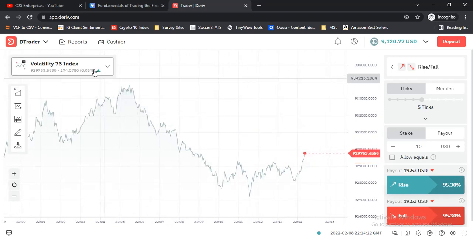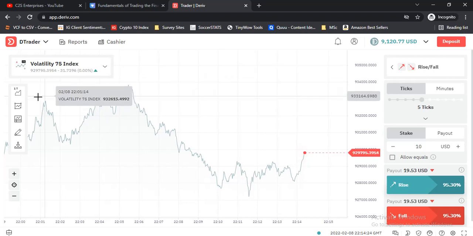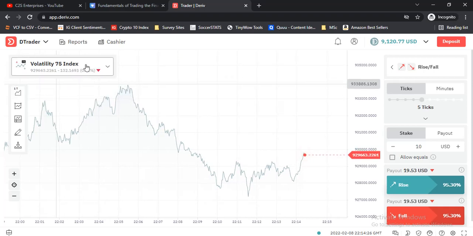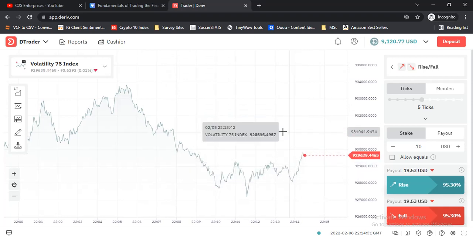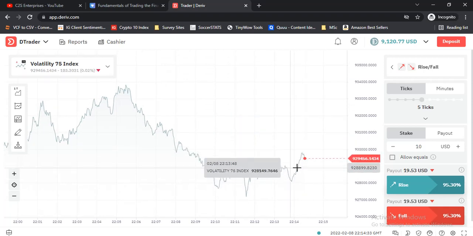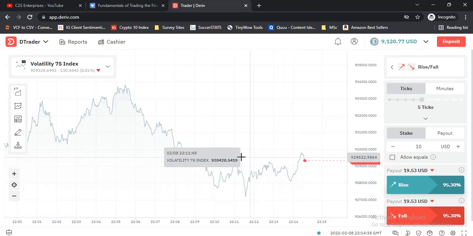After choosing your instrument, one thing with synthetic indices is that they move fast, which is actually a good thing if you're scalping. You need to be in and out ASAP, as soon as possible.